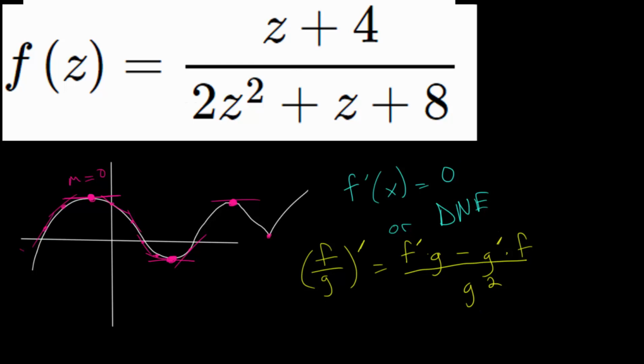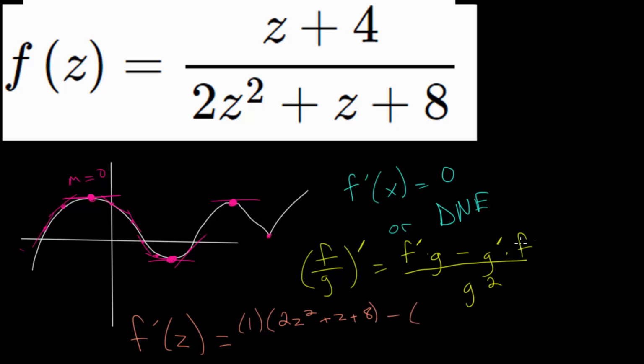Now let's apply that to our function here. We want f prime of z. We want the derivative of the numerator function, z plus 4, which will just be 1. Since we're using the power rule, we bring the 1 down in front and subtract the exponent by 1. So we get 1 times z to the 0, but z to the 0 is 1. Then we multiply by the denominator function, which is 2z squared plus z plus 8.